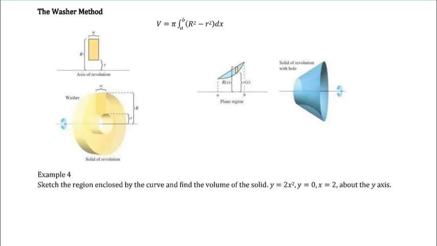In our next example, we're again going to be finding the volume of a solid formed by rotating a region, but instead of using the disk method, we're now going to be using the washer method. So first, I would like for us to set up the region in example 4 and see what's different between this example and the other regions that we've set up so far.